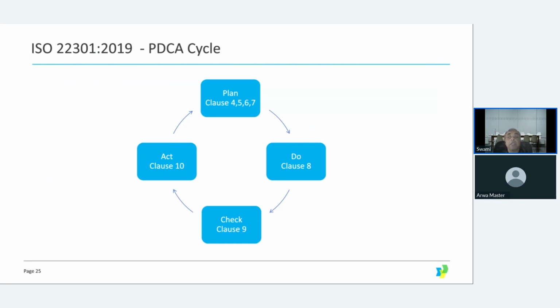If it is not meeting the requirements, then we have to go back to our planning and act on it. We have to come out with our corrective actions, and then we again replan, again implement, and then again check and act. This is going to be a continuous cycle for implementing ISO 22301, the Business Continuity Management System standard.